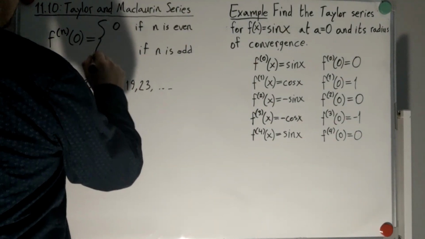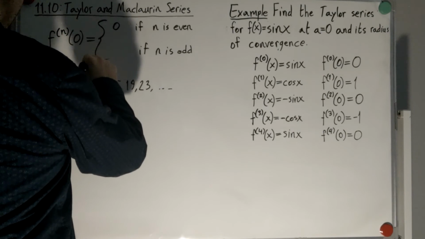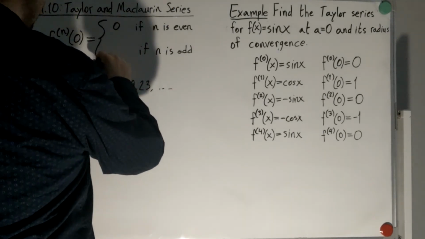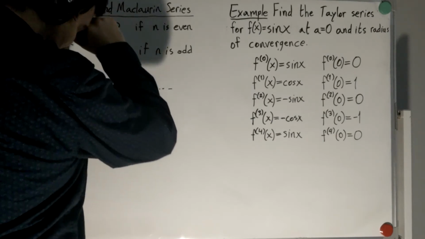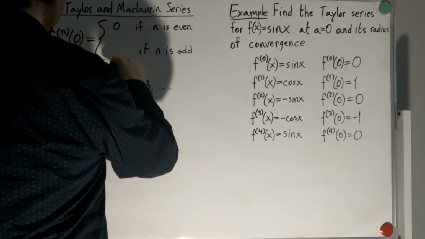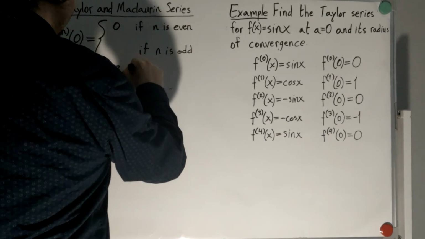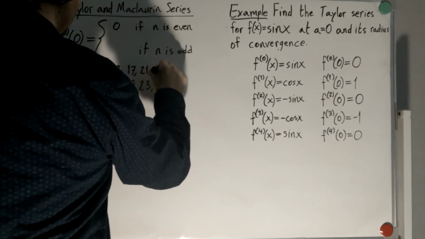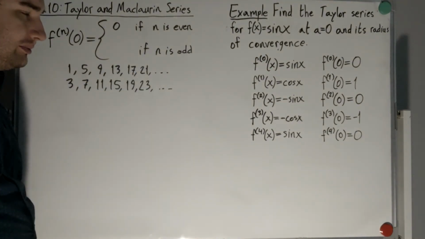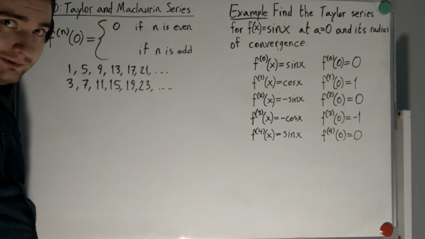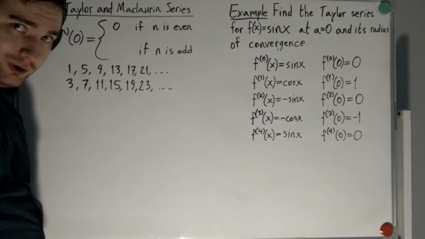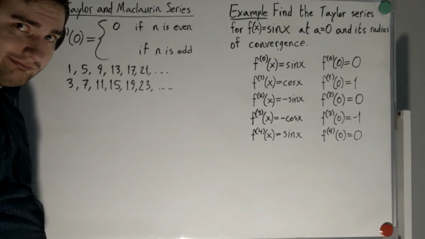1, 5, what's the next? 9. Then 13, then 17, then 21, and so on. Okay? These ones that we want to get positive 1 for, those are 1 more than a multiple of 4.